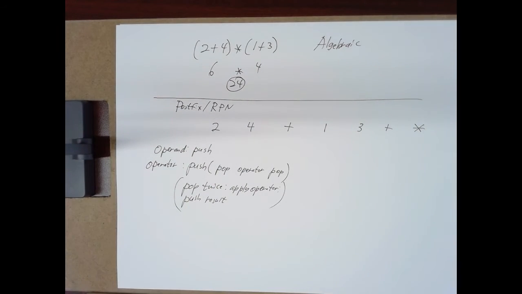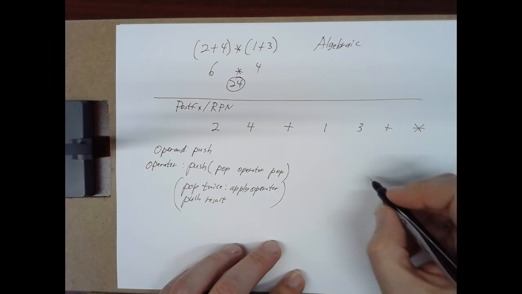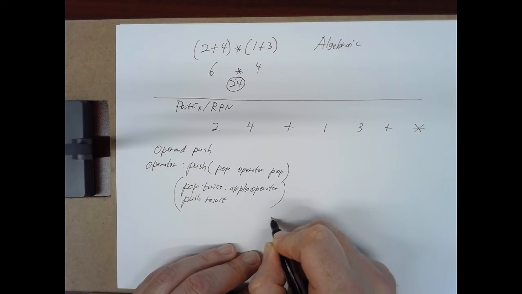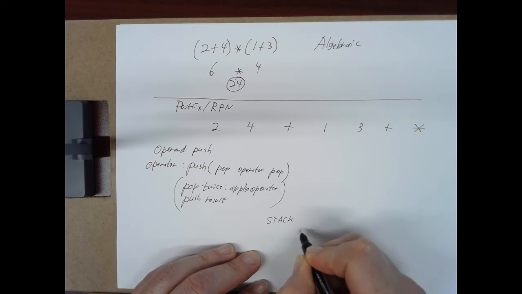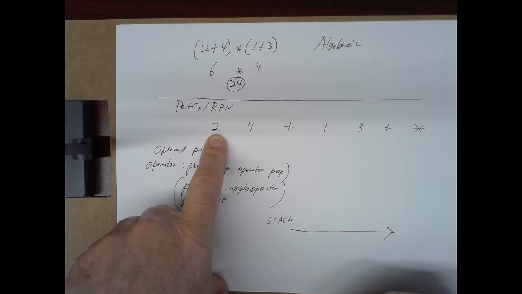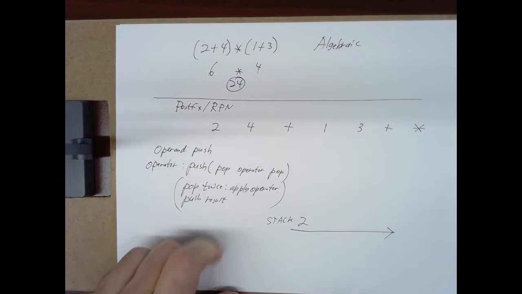That's what that means. So let's do that for this expression. I'll draw my stack sideways this time, so it grows to the right. All right, first token we get is a 2. That's an operand. We're going to push that into the stack.